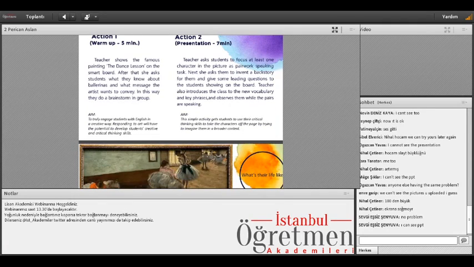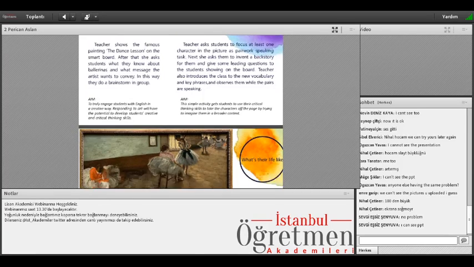And what is the aim of the presentation part? This simple activity gets students to use their critical thinking skills to take the characters off the page by trying to imagine them in a broader context.